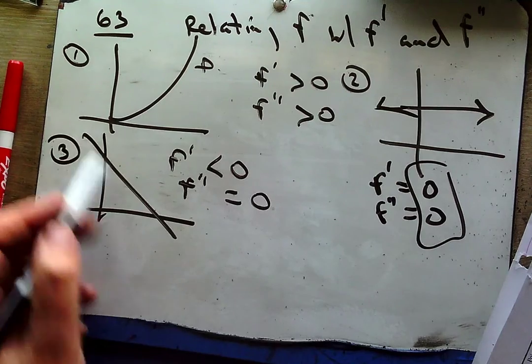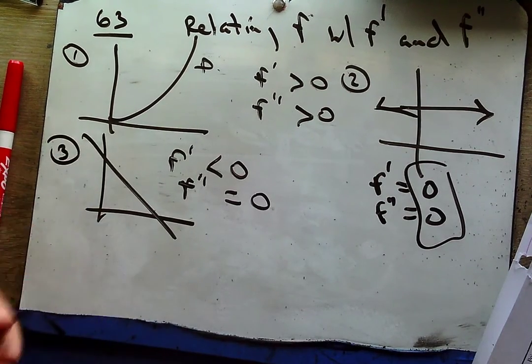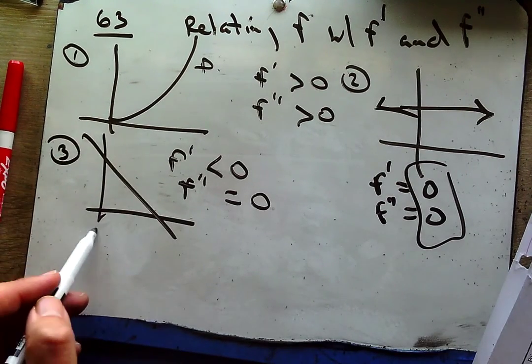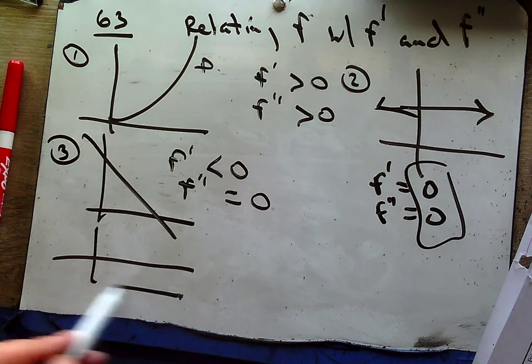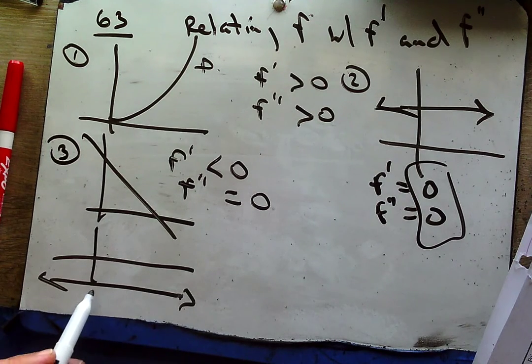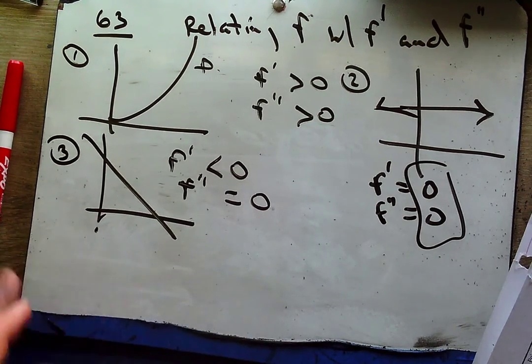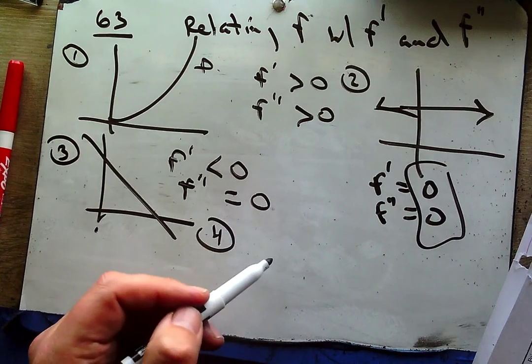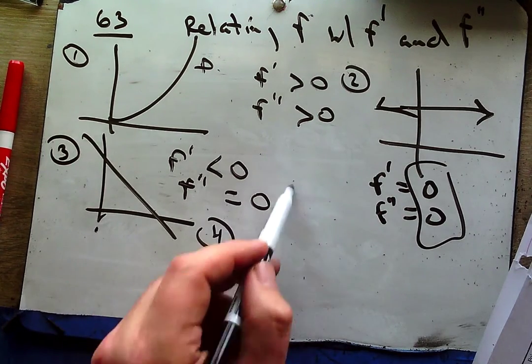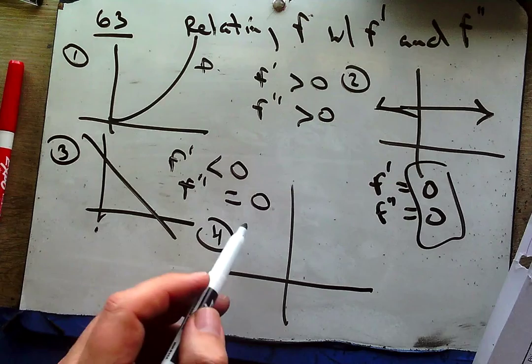Think about it. If I take the derivative of this negative 2x plus 5 kind of thing, the derivative is going to be negative 2. And if I take the derivative of f prime equals negative 2, the derivative of the constant is 0. Okay, what about problem 4? 4 looks like this.